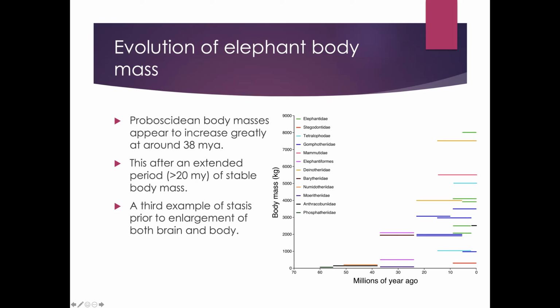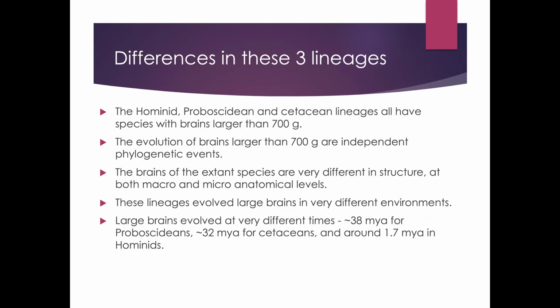So now we've got 3 examples showing the same thing. So what are the similarities and differences in these lineages? In the hominids, the elephants and the whales and dolphins, they all have species with brains larger than 700 grams. These are all independent phylogenetic events. They're not related to each other, and they've occurred at very different times. About 38 million years ago for the elephant lineage, 32 million years ago for the whale and dolphin lineage, and around 1.7 million years ago in the hominids.